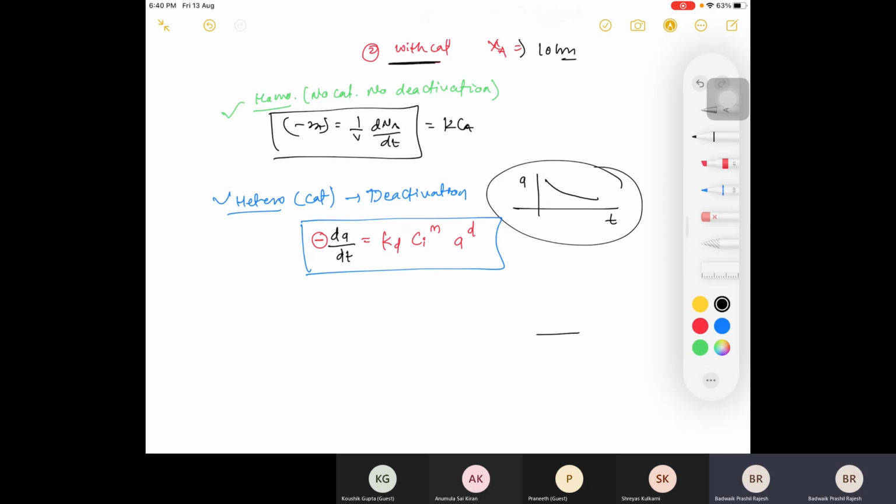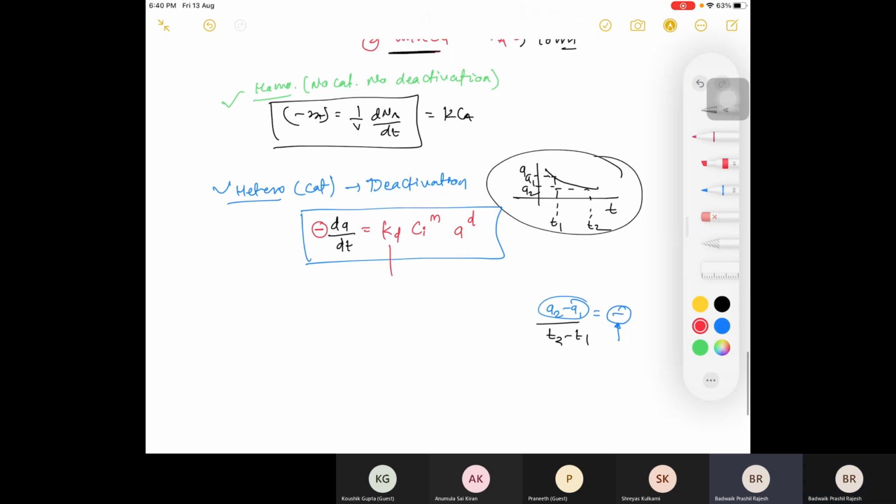Suppose time is t2 here and time is t1. If I write t2 and t1, there will be a2 and a1. So you can write a2 minus a1, which is negative, and that's why I'm writing the negative sign earlier, to make this rate a positive quantity. Then this Kd is what? The rate constant for deactivation, just opposite of what we studied in the homogeneous case.